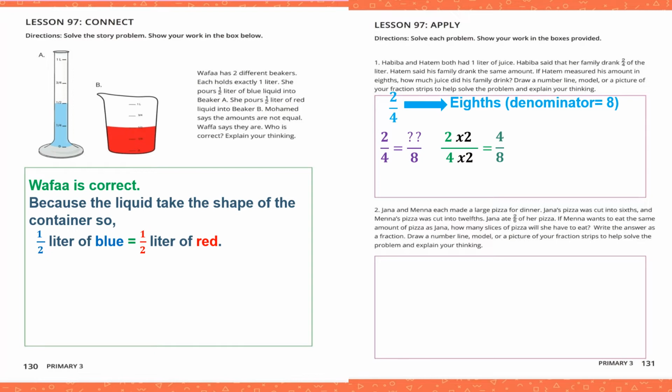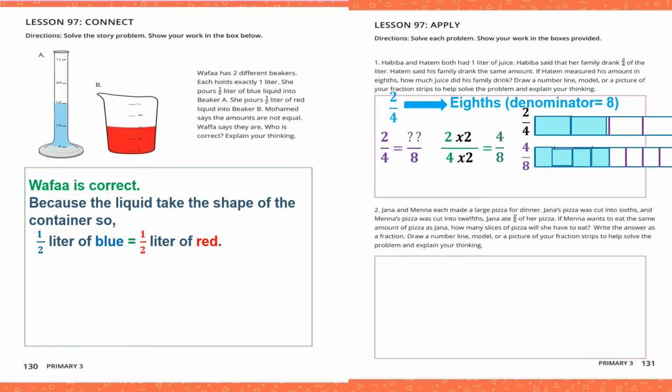We can use, in another way, this model. This represents 2/4 and this for Hatim's family. I divided it into 8. So they drank the same amount like this. It means 4 eighths. So Hatim's family drank 4 over 8 of the liter.